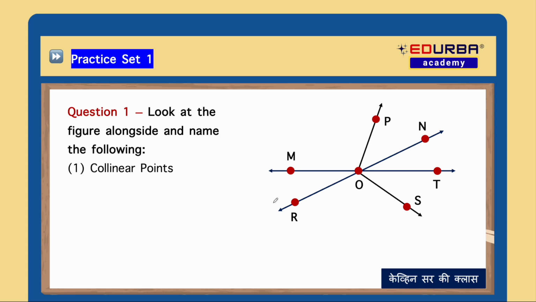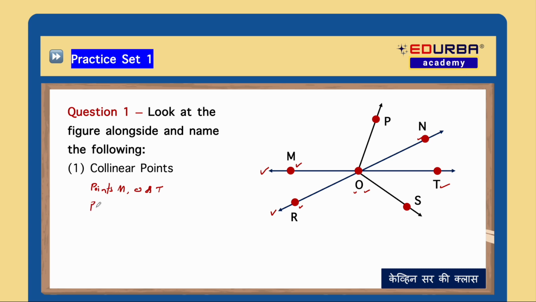That means in this figure, we have to find out three or more points which are on the same line. So if you observe this figure, on this line, we have point M, point O, and point T. They lie on the same straight line, and these are 3 points. So we can write them as collinear points. So points M, O, and T. These are collinear points. Similarly, if you observe this line here, on this line, point R, point O, and point N, they lie on a same straight line. That's why they are also collinear points.